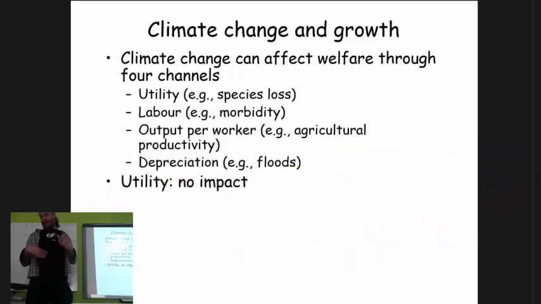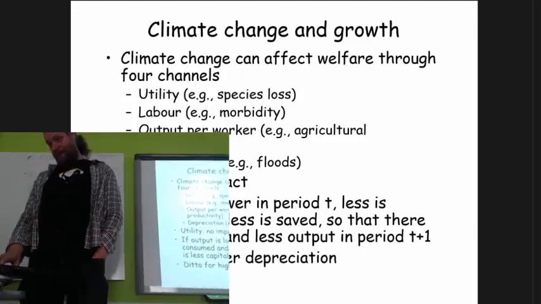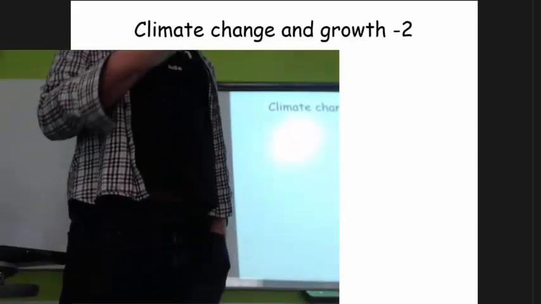Now, if output falls today, that means that we consume less, there's less money to go around, but we also save less because there's less money to go around to save. And if we save less, then we invest less, and that means that next year there will be less productive capital around. And if there's less productive capital around next year, then there will be less output next year. And even if climate change has stopped, there will still be less output next year. And that means that there is a dynamic effect on economic growth as well, apart from the static effect. These are static effects, but because of the impacts of climate change today, there will be less output in the future.